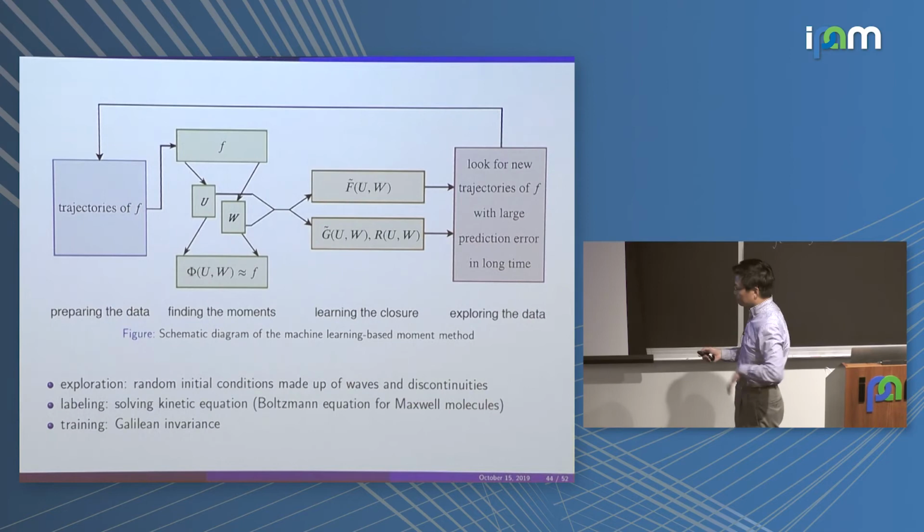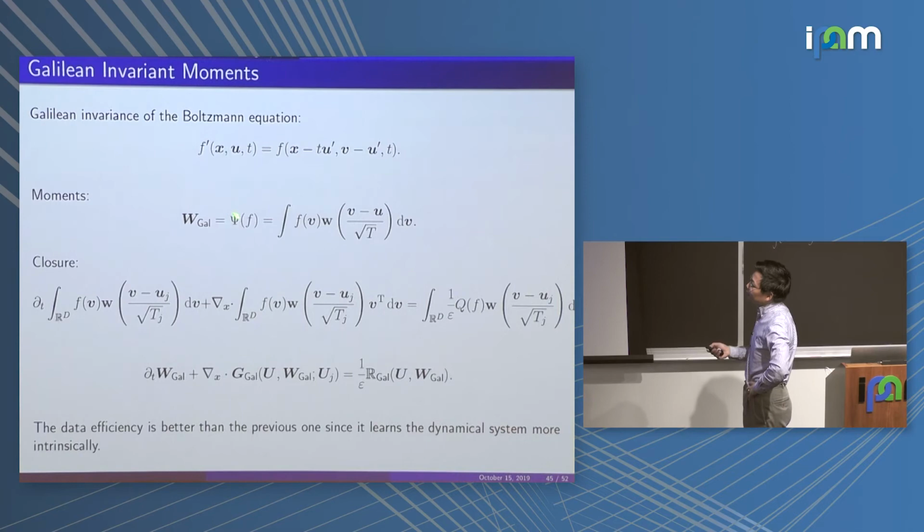Okay? And labeling is just solve the kinetic equation, Boltzmann equation. And then the training part, as I said, besides the usual invariance and conservation laws, we have to take into account Galilean invariance. This is just to give an example of how to do Galilean invariance. We choose the moments to these functions W to look like this. This removes the Galilean invariance, and then everything works out.